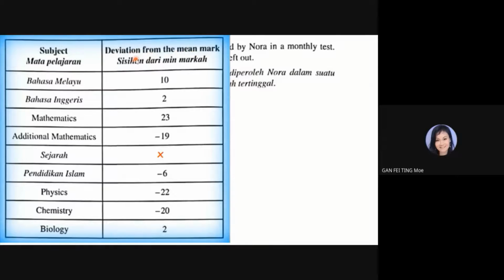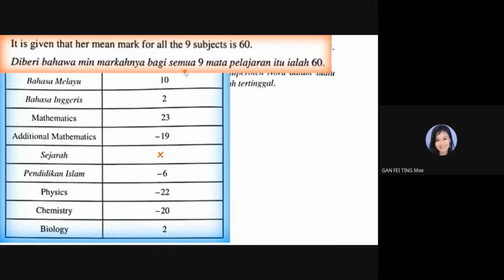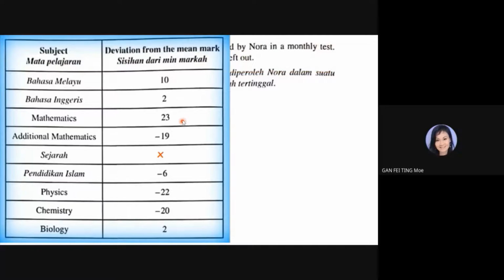What is deviation? Look into the BM version, sisihan. What do you mean by sisihan in BM? Sisihan means beza, the difference. Deviation: how far is it from the mean? Now, the second information given to us is that her mean mark for all the 9 subjects is 60. So I got to know that the average mark for these subjects is 60.